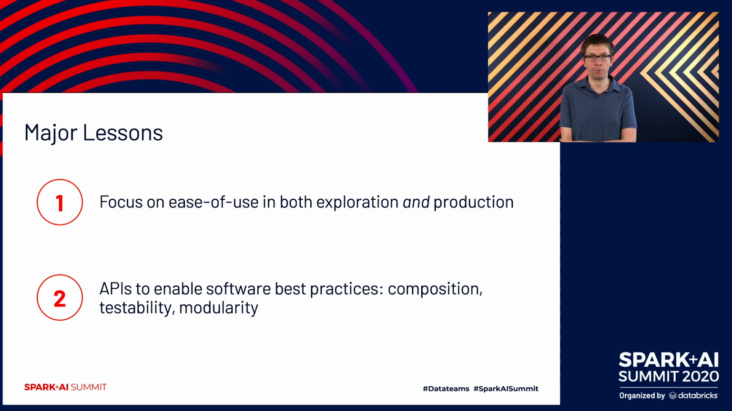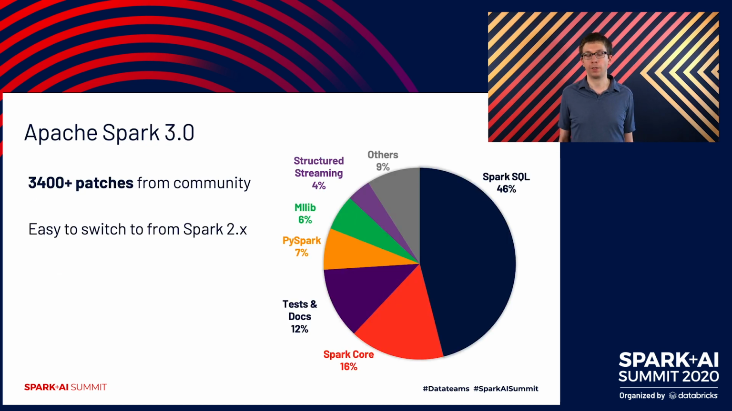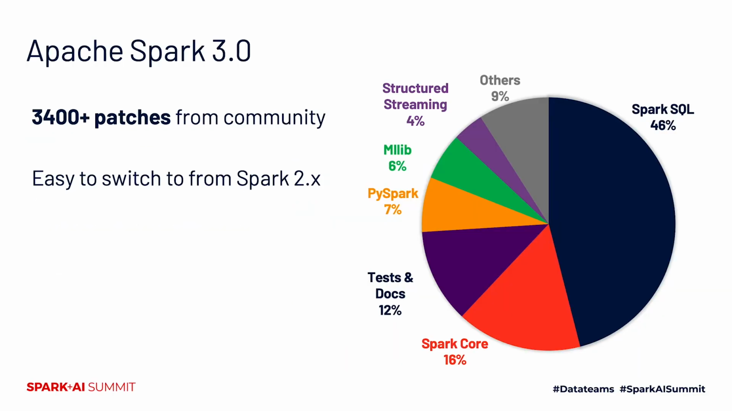And this is something where we've done a lot of improvements over time as well. Okay. So given these lessons, what's happening in Apache Spark 3.0? This is our largest release yet with over 3,000 patches to the community, and it's actually designed to be easy to switch to from Spark 2. So we definitely encourage you to check it out and switch to it when you can.